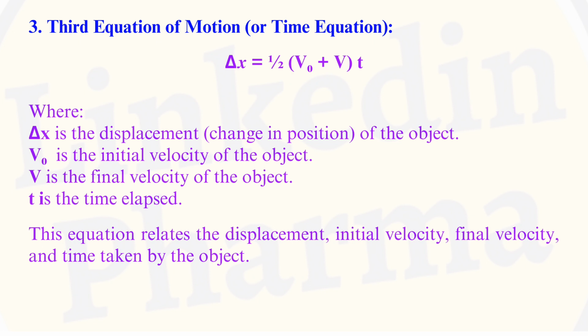V is the final velocity of the object. T is the time elapsed. This equation relates the displacement, initial velocity, final velocity, and time taken by the object.